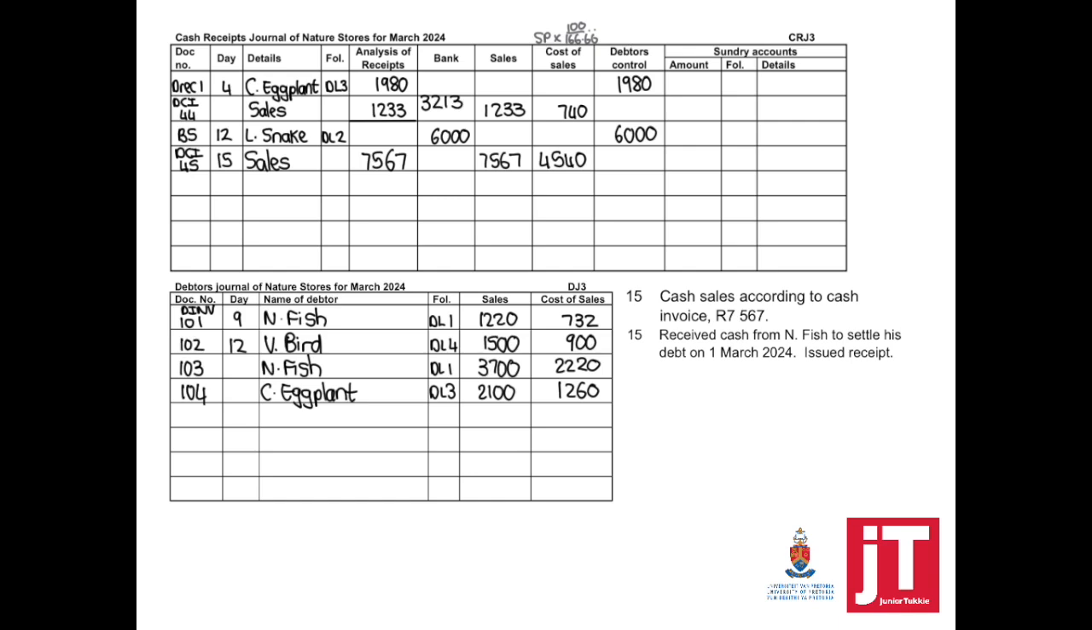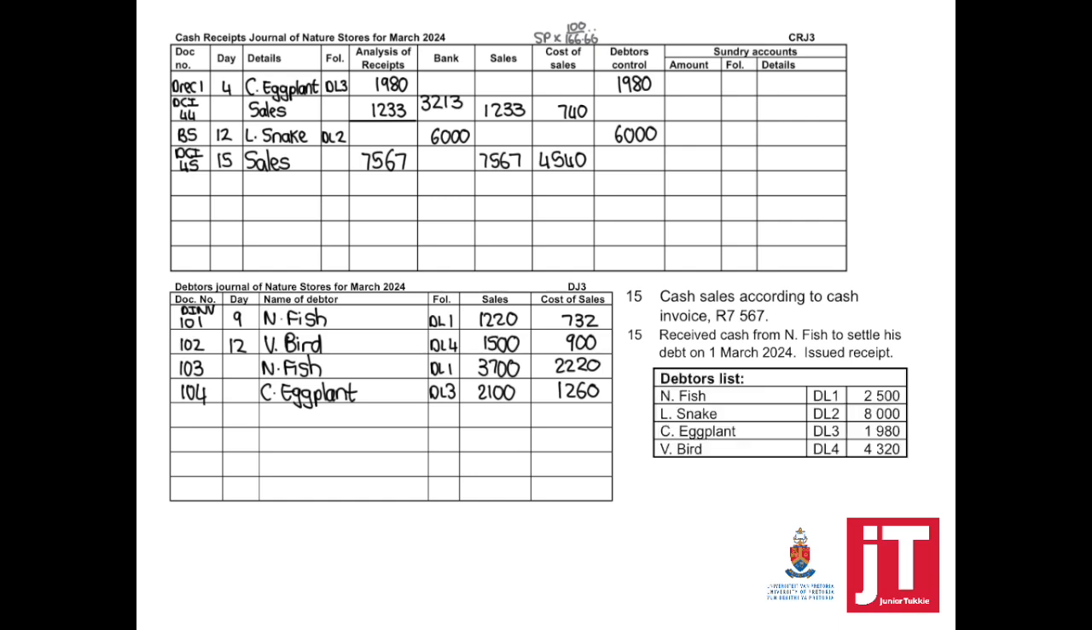On the same day, day 15, received cash from N Fish to settle his debt on the 1st of March 2024, issued receipt. So this is where you need to be careful. It specifically said to you on the 1st of March 2024. So it doesn't matter if N Fish purchased on the 9th and on the 12th, and now he made a payment on the 15th, because it set his balance on the 1st of March. So if you go to the list of balances at the end of February, meaning the opening balances in March, you would take note that N Fish had a balance of 2,500, and that is the amount which was settled.